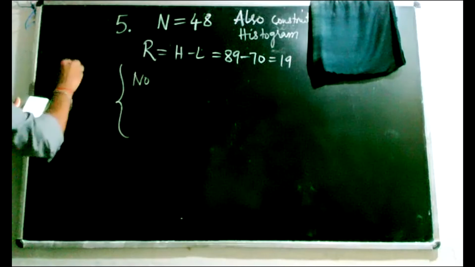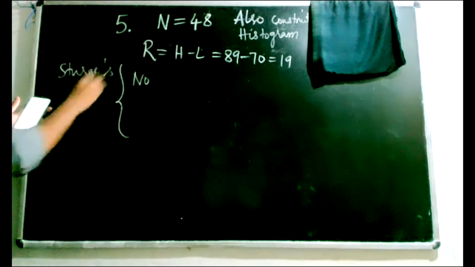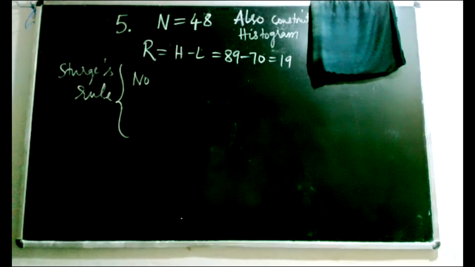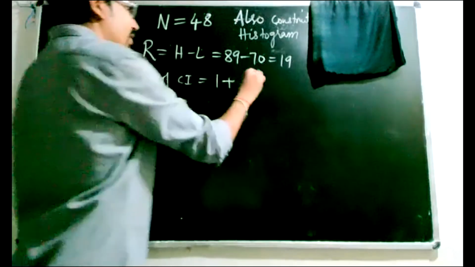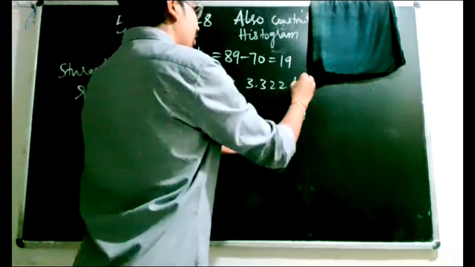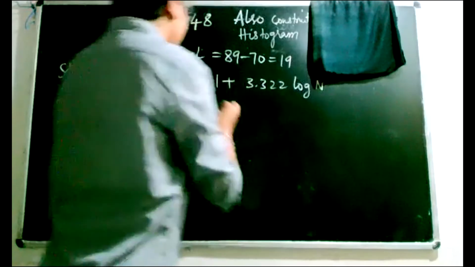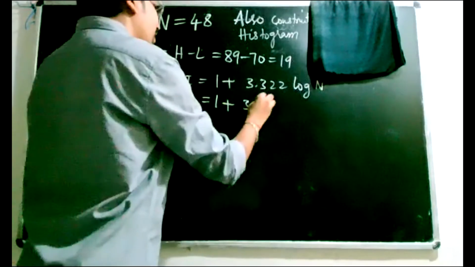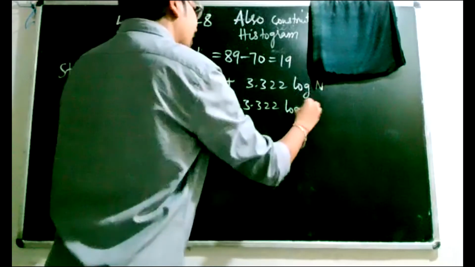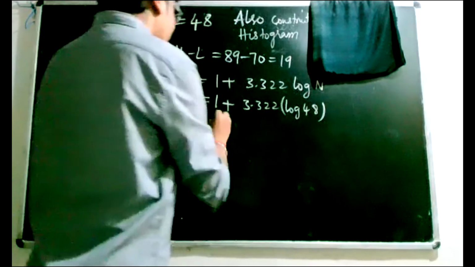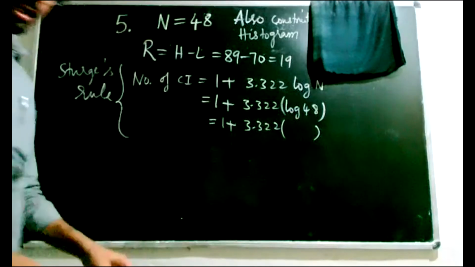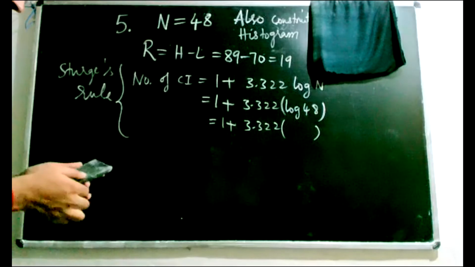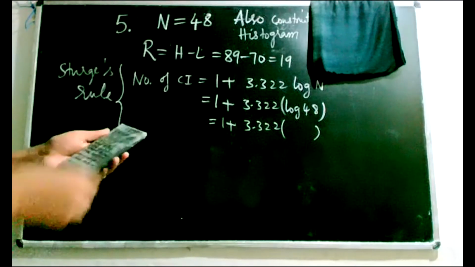Sturge's rule gives us two formulas to get the number of class intervals as well as to obtain the class width of that particular class. So the number of class intervals is given by the formula 1 plus 3.322 log of n, where n is the total number of observations. So here I have a total of 48 values. So first compute log 48, multiply that by 3.322 and obtain it. If you have a scientific calculator, you can obtain the log value. So you better have it.